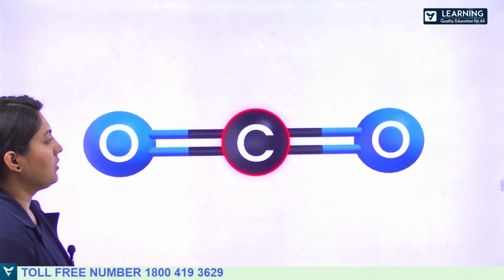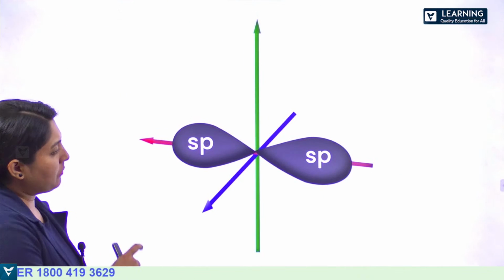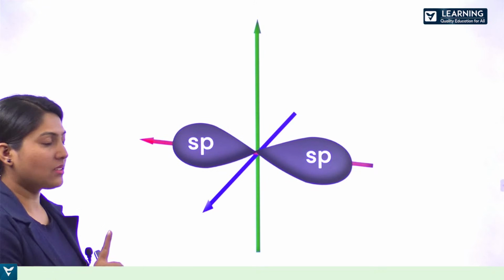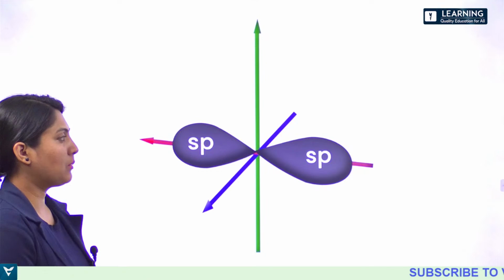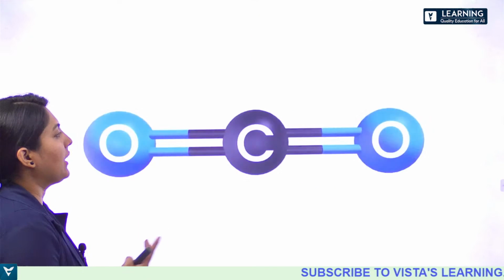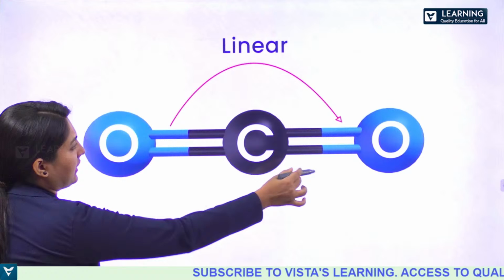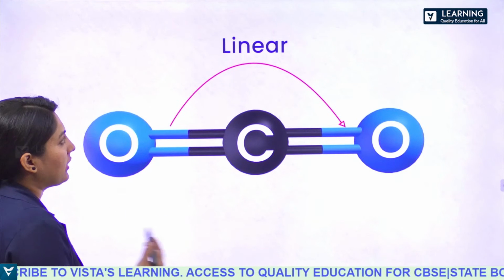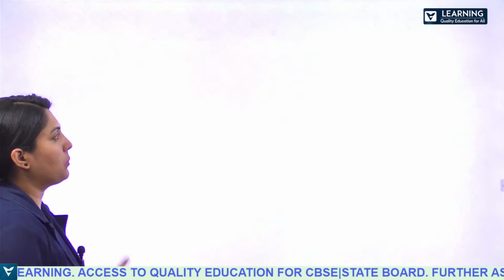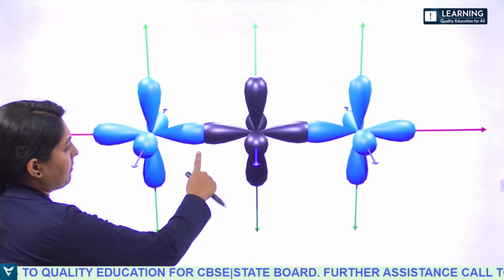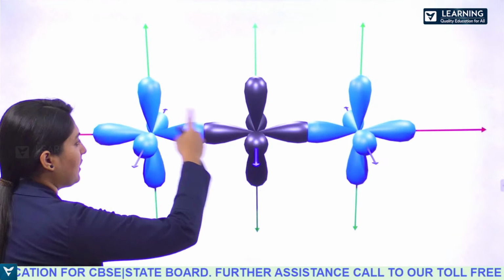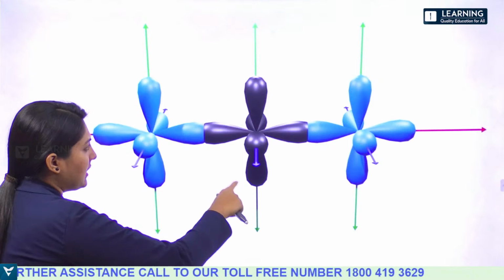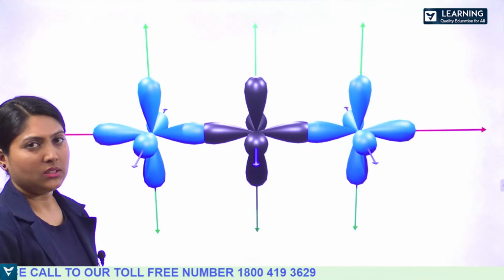The carbon has sp hybridization, where the carbon atom bonds with each oxygen, with one sigma bond and one pi bond on each. So in total, 2 sigma bonds and 2 pi bonds. This is the sigma bond formed between the carbon atom and the two oxygen atoms, where they can easily form the pi bonds laterally.